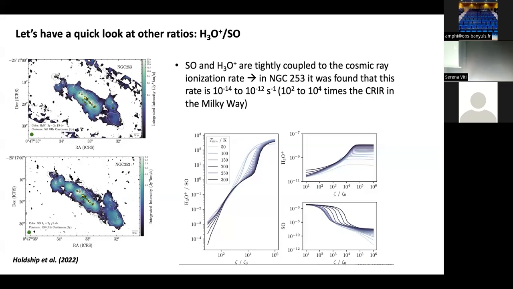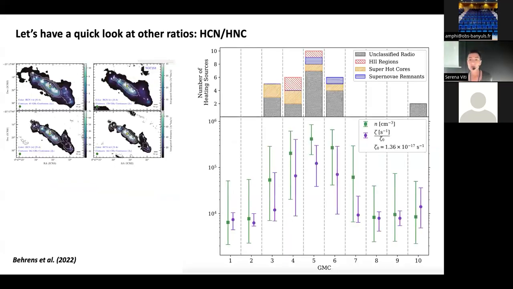So you can use these two molecules together if you want to constrain the cosmic ray ionization rate of a galaxy, okay? Equally, HCN over HNC can be used to determine, again, this is NGC253, so same plots as before. If you observe HCN and HNC in the different giant molecular clouds, you can determine the dominant source of the energy in the different giant molecular clouds, whether that's in H2 regions, which means massive stars, or whether this is a supernova, okay? By looking at the ratio.